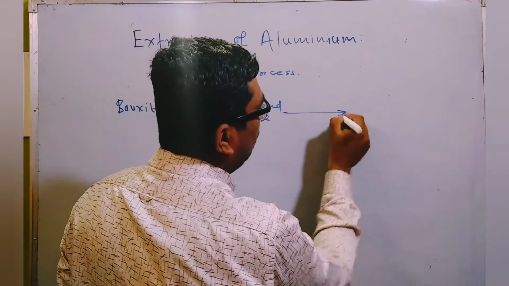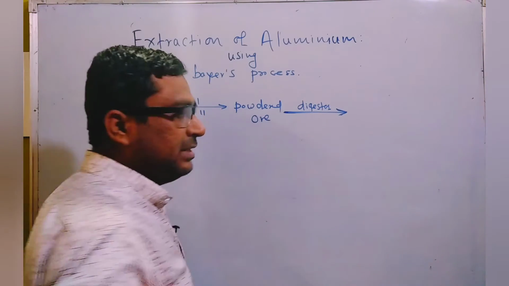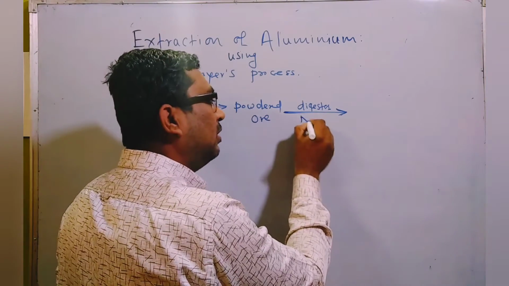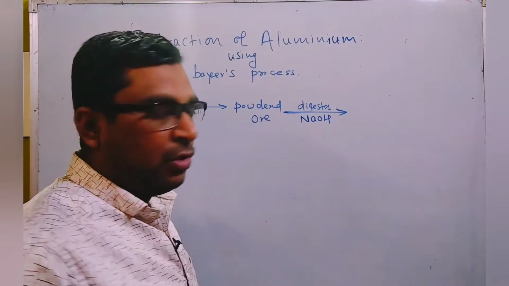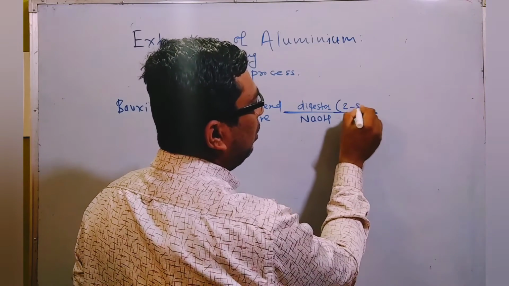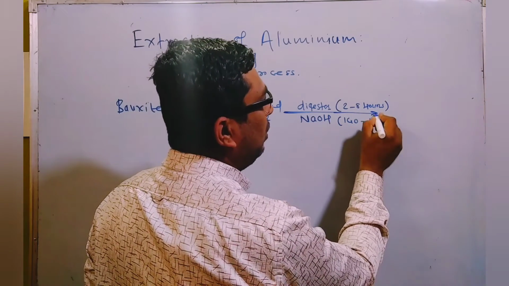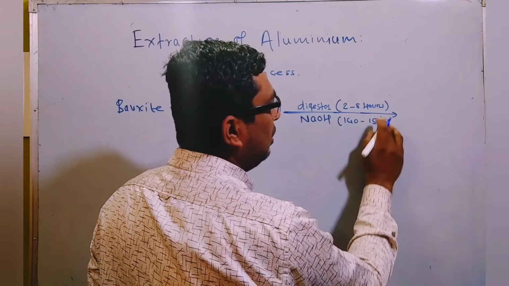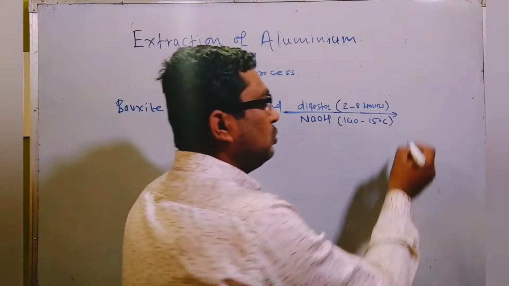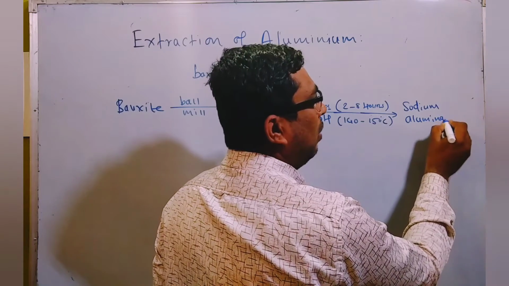Now we have to use a digester. In a digester you just add this powdered ore along with the NaOH solution. For how much time? For 2 to 8 hours, and the temperature is around 140 to 150 degrees Celsius. And here you get sodium aluminate as an output.